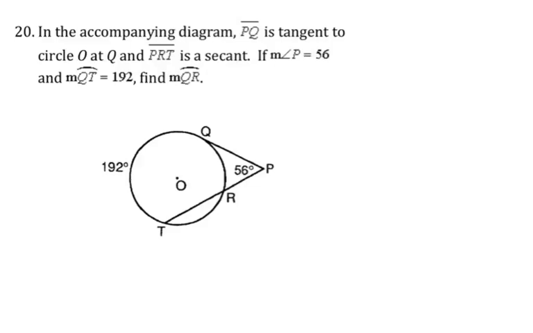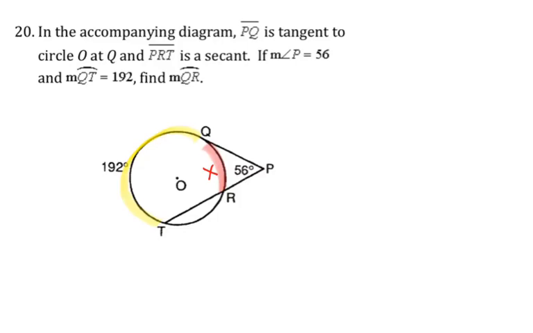Hello, so let us look at number 20 and then continue on. So in the accompanying diagram, just like before, angle P is 56, arc QT is 192 here. Now what we need to figure out is QR. What if we call that X?